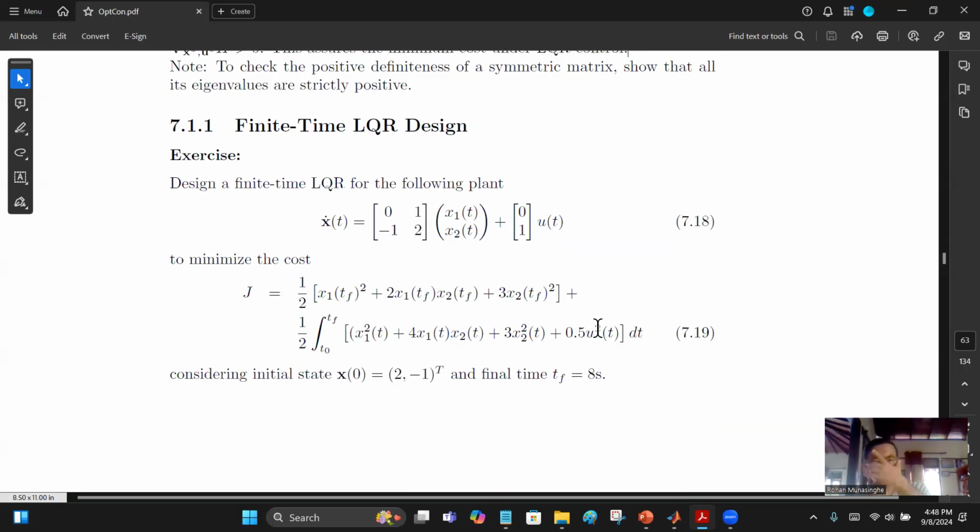Now it's time for us to see an example. So here is our system: x dot equals [0, 1; -1, 2] times [x1, x2] plus [0, 1] times u. I think everybody is familiar with the state space model now.